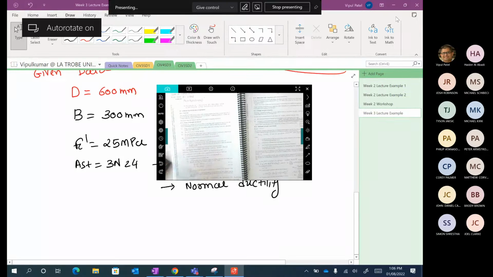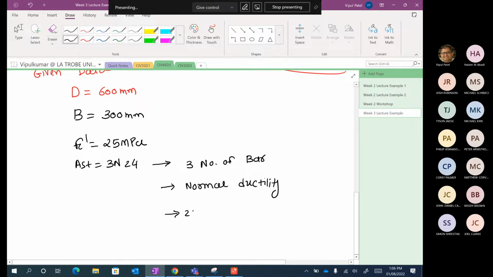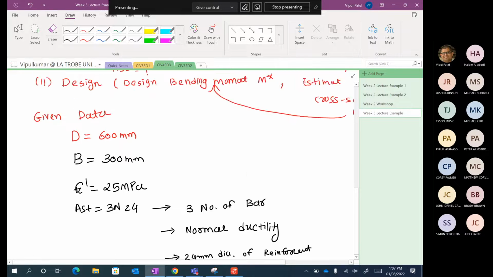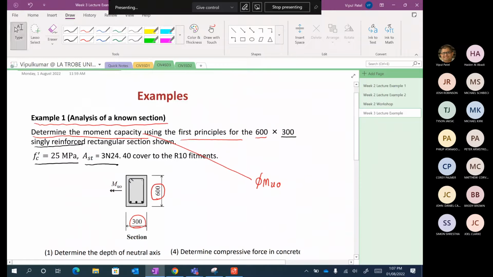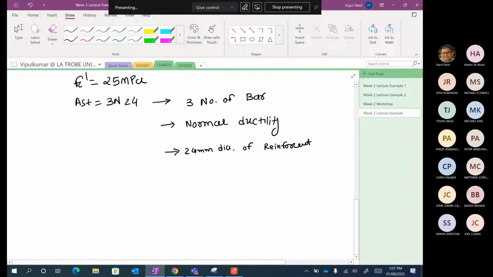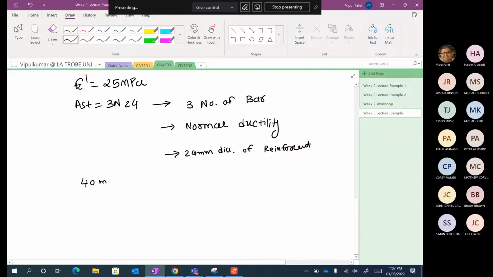Now 24 stands for the diameter, 24 millimeters is the diameter of the reinforcement. So that's the meaning of this 3 N24 bar. 40 millimeter cover and R10 fitments. So a 40 millimeter cover is given to us, and R10 fitments. Right, so that's all good.